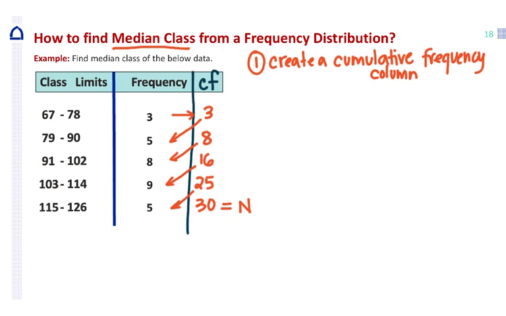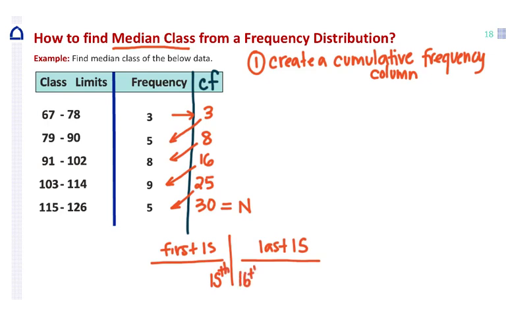So if there are 30 items in the data set, remember we divide it by 2 to try to find the middle position. So the first 15 are in the first half, and then the last 15 are in the last half of the data. So in fact, the 15th position would be here, the 16th position would be here. These are the middle 2 positions, right? The first 15 is position number 1 through 15, and the last 15 is position number 16 through 30.